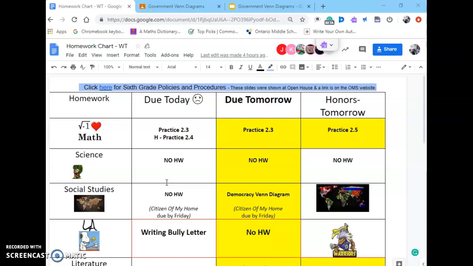Taking a look at our homework for this evening. In regular math, we've got practice 2.3, while honors math has practice 2.5. This is both on our Chromebooks on our Big Ideas Math website. In science, there's no homework.